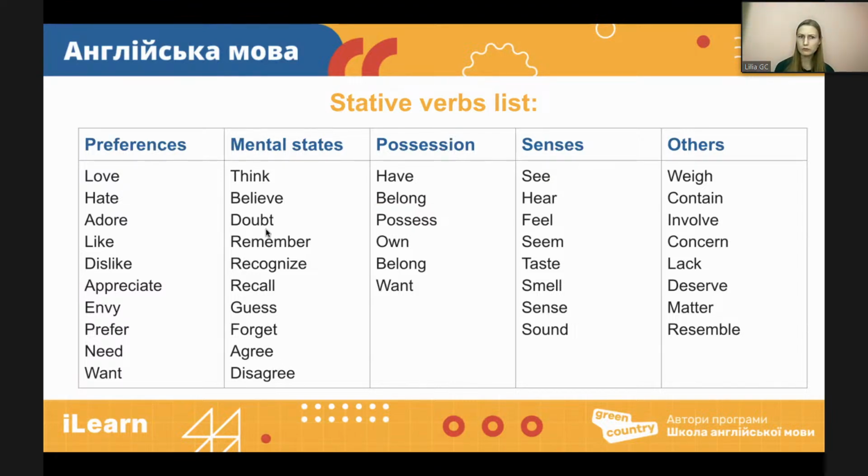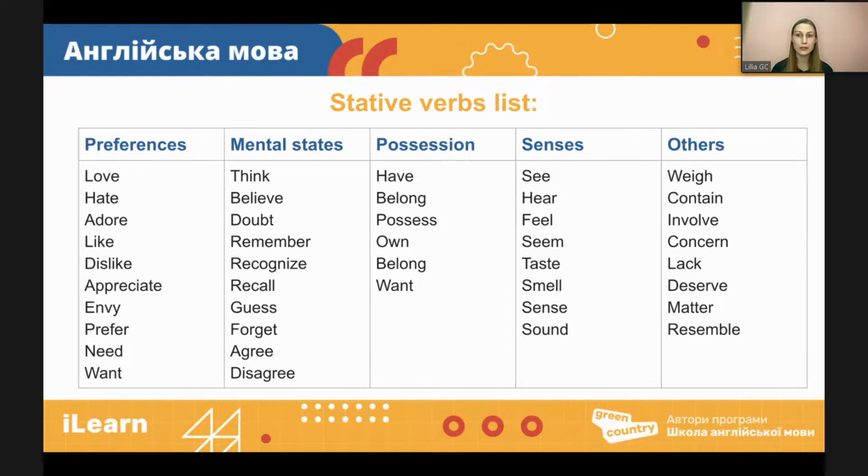Maybe doubt, сумніватися, recognize, like впізнавати, розпізнавати, recall, пригадувати, guess, вгадувати. Also, we have some possessions, like have, belong, слова, що виражають володіння чимось або приналежність до чогось. For example, I have a cat, meaning I am the owner of this animal. Or this cat belongs to me.